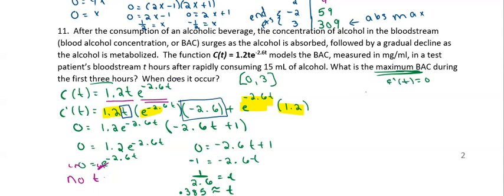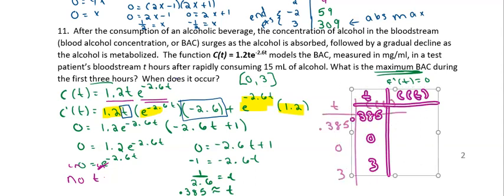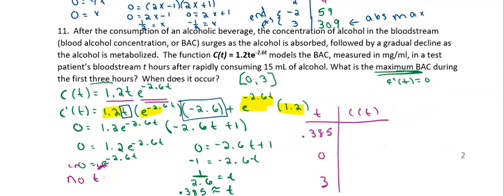We need to check t, and then this will be c of t instead of x and y, because it's a little bit different notation, because our equation is labeled c of t. So we need to check our critical point, which was 0.385. We need to check 0, and we need to check 3. So we have some things to check in here. I didn't leave myself space to write these checks either, so let me just move this over. There we go. All right, let's start with the first one.